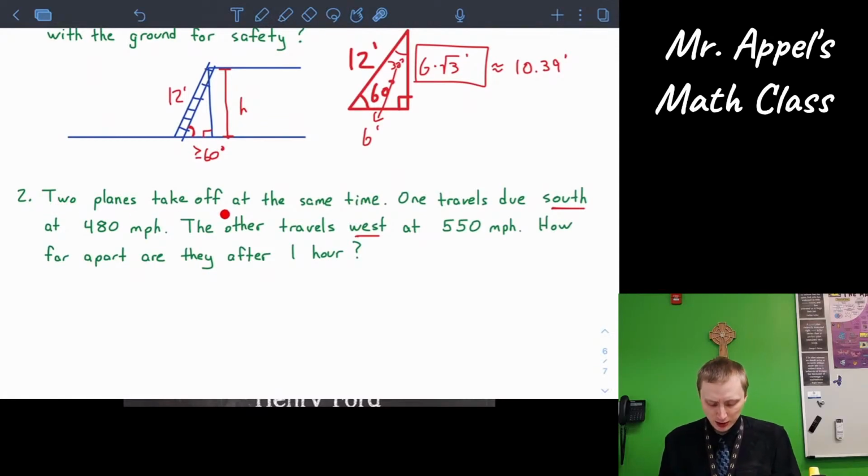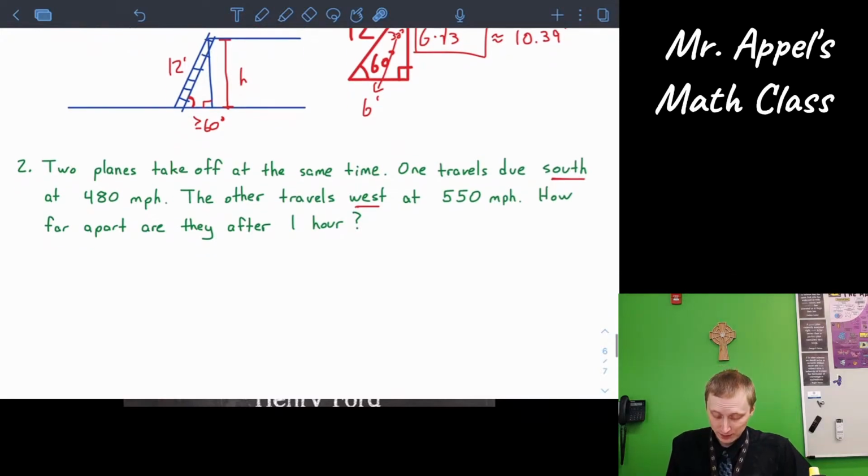2 planes take off at the same time, and I forgot to insert from the same airport. One travels due south at 480 miles per hour. The other travels west at 550 miles per hour. And I did check, these are fairly reasonable speeds for typical 747 passenger jets. 480 might be a little bit slow, but they're within their averages. So, question is, how far apart are the 2 planes after 1 hour has passed?